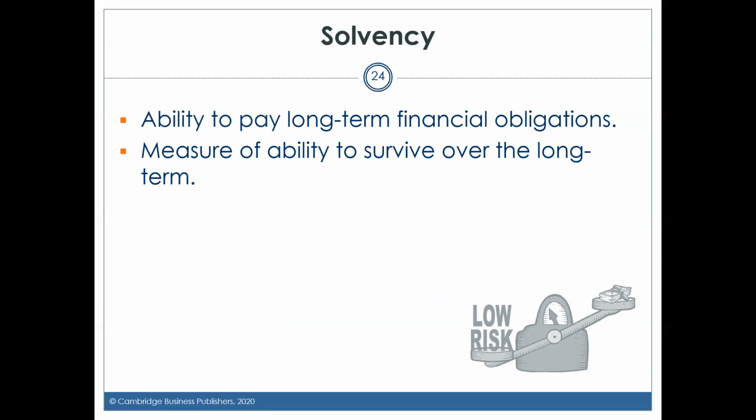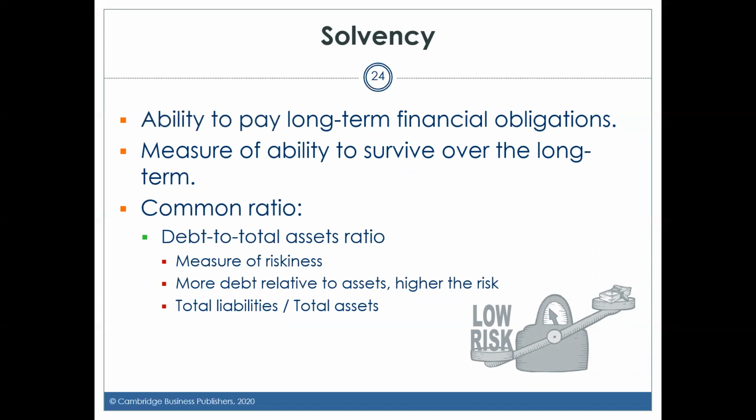So solvency is a measure of the company's ability to survive over the long term. And the ratio that we're going to use to see how good they are at solvency is the debt to total assets ratio. This ratio is just total liabilities over total assets. So it's like the flip-flop of the liquidity ratio, but instead of current, we have total.